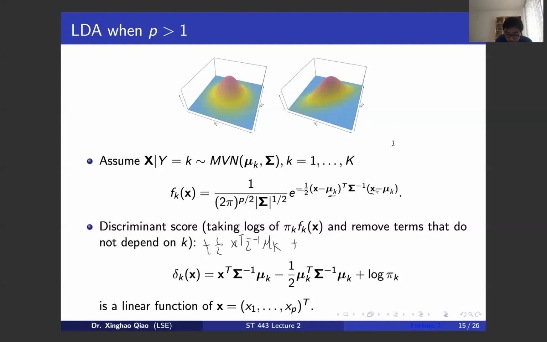So this is negative and this is negative, so the overall effect will be positive. You still have the second linear part, which is 1/2 times mu k transpose times sigma inverse times x. Then you have the remaining part corresponding to the quadratic form of mu k, which is minus 1/2 mu k transpose sigma inverse mu k. And then lastly, you have the log of pi k.